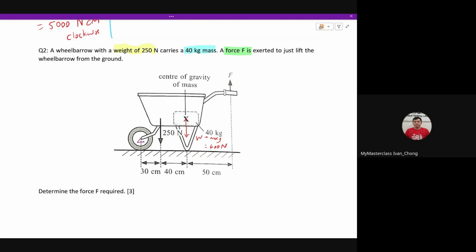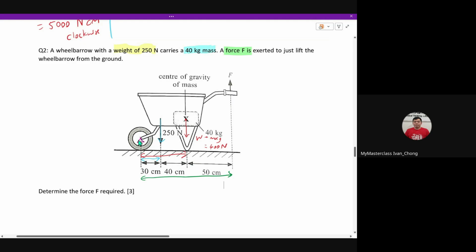And where's my pivot? Pivot is right over here. So let me just color code it so it's easier to see. You have your first distance here, you have your second distance here, and you have the last one, which is all the way to the right. Because a lot of times these questions will actually trick you. You can see over here, they give you 30, 40, 50. If you write 30, 40, and 50 for the distances, you are wrong. Why?